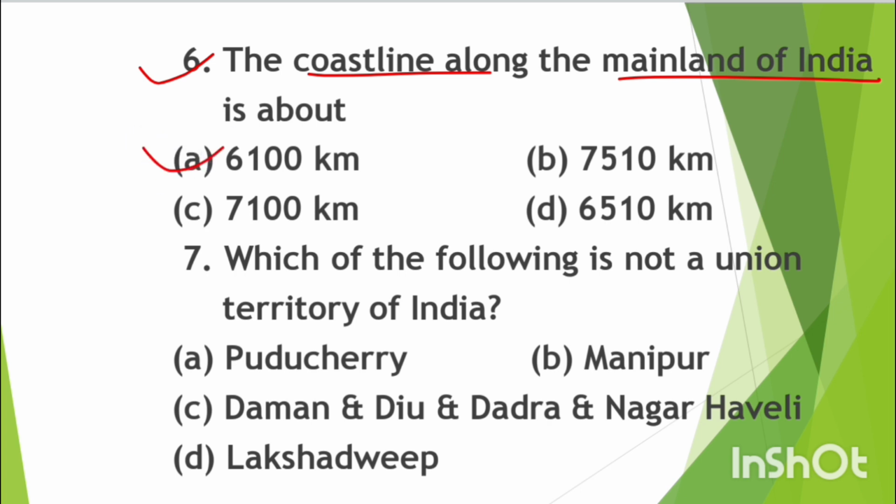Next question, question number 7. Which of the following is not a union territory of India? Option number A, Puducherry. Option number B, Manipur. Option number C, Daman and Diu, Dadra and Nagar Haveli. Option number D, Lakshadweep. So answer for this question, option number B, Manipur.